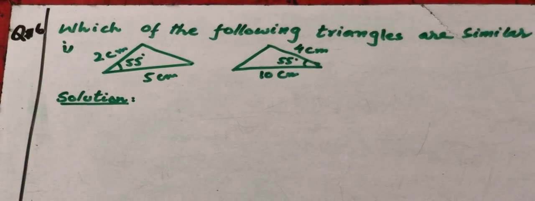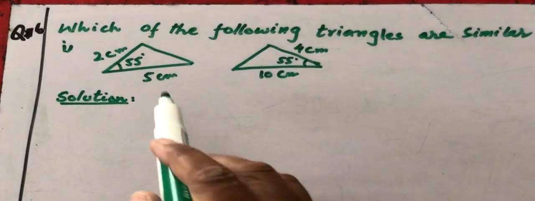As we have learned in the definition of similar triangles, two shapes are similar means that all the corresponding angles are equal and all the corresponding sides are in the same ratio. If these two properties are found in the two triangles, we can say that they are similar to each other.